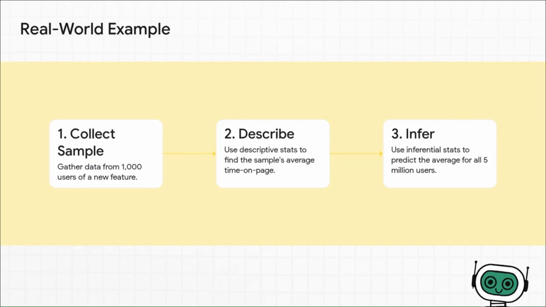So how does this play out in our world, in software? Let's say you launch a new feature to 5 million users. You can't analyze everyone's data, so you collect data from a sample, let's say 1,000 users. First, you use descriptive statistics to find the average time they spent on the feature. You are describing your spoonful. Then you use inferential statistics to predict the average time for all 5 million users. And that prediction is what helps you decide whether the feature is a keeper.